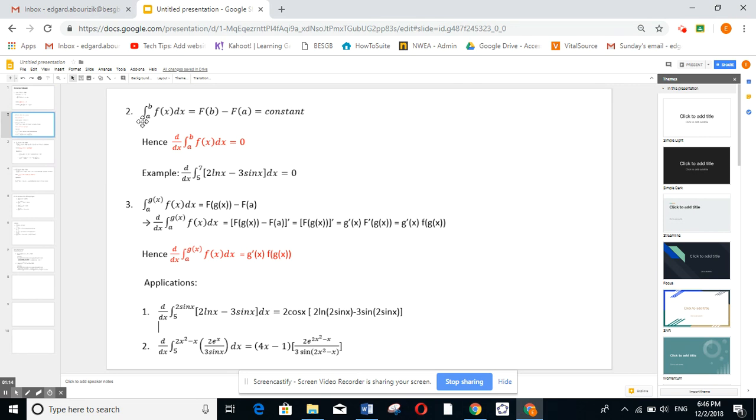Second one, if you have the integral from a to b, we all know its antiderivative is F of b minus F of a. Since a and b are constants, you're going to get a constant. And we know the derivative of a constant is 0. So the derivative of any definite integral from a number to a number is directly 0.